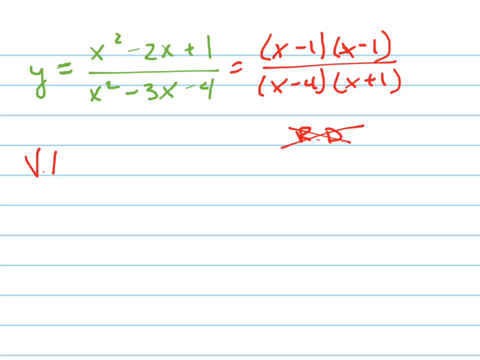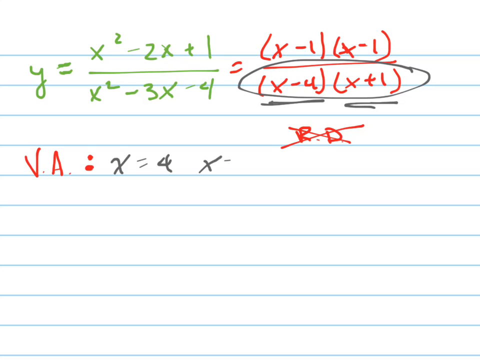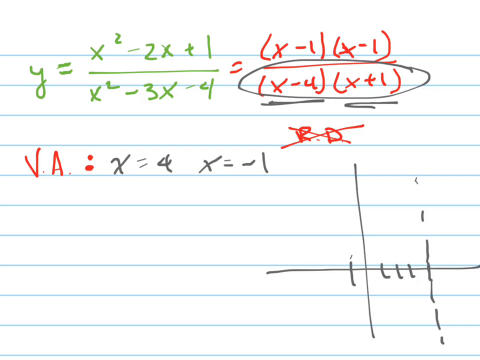My vertical asymptotes have to do with the denominator. Remember, the denominator can't be 0. So for the vertical asymptotes, I'm going to set each one of these factors equal to 0. x equals 4 and x equals -1. So let's start graphing this over here. x equals 4, that's a vertical asymptote, and x equals -1, that's a vertical asymptote.